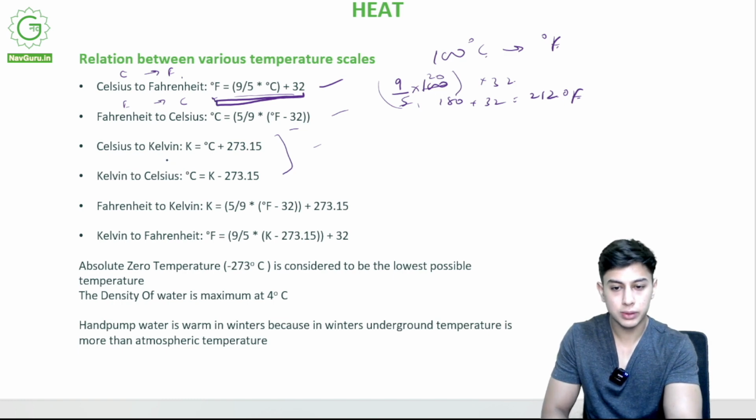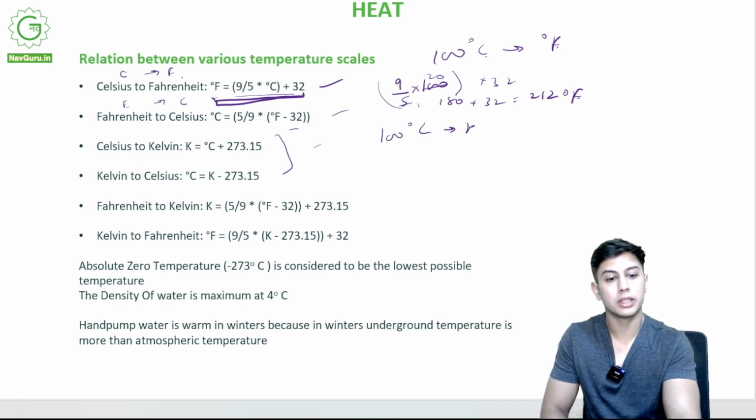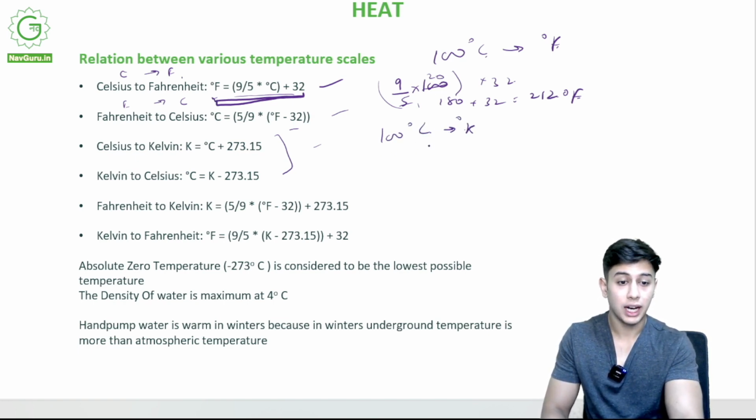The easiest one is Celsius to Kelvin. Supposedly I had 100 degrees Celsius again. I want this converted into Kelvin. What will I do? I will just add 273.15. This will be 373 Kelvin.